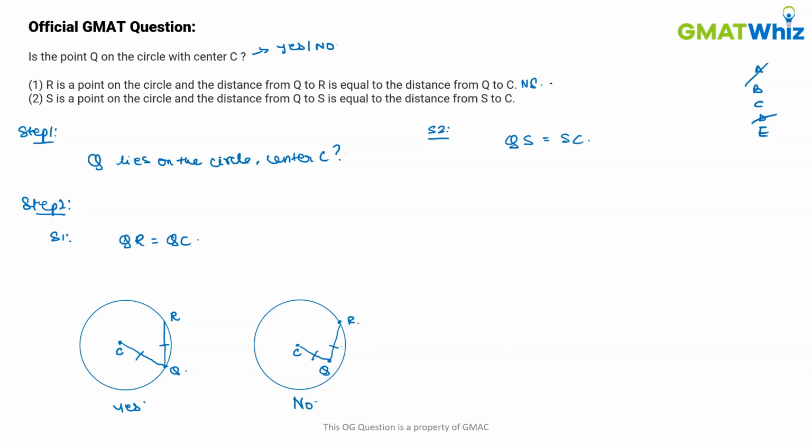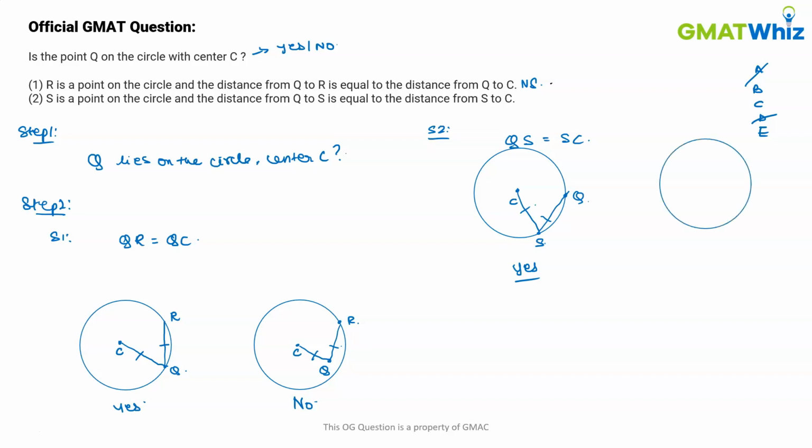Now, just like the approach we followed in statement 1, let's do the same in statement 2 as well. That is, let's take a circle. Let's draw the center C, the point S on the circle, and in one instance, let's take the point Q on the circle. So, as per statement 2, QS, which is this distance, is equal to SC. And yes, we can answer the question with a yes, that Q does lie on the circle with center C.